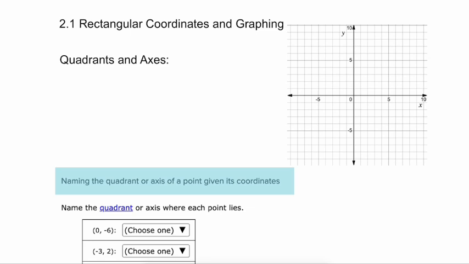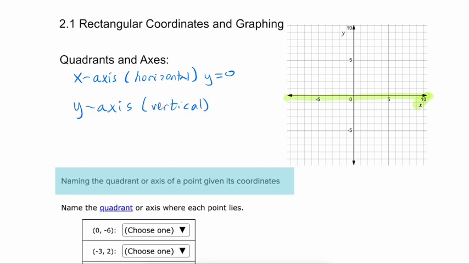First off, for the axes, remember the x-axis is horizontal, and it is actually the line y equals 0. So that would be this line right here. The y-axis is vertical, or x equals 0. And that's our line right here.